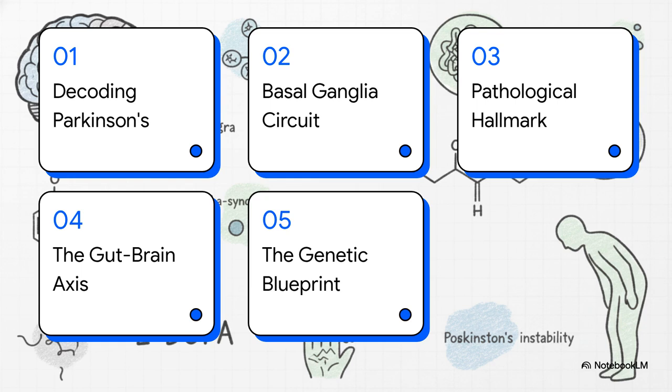To really wrap our heads around this complex condition, we're taking a structured zoom-in journey today. We'll start with decoding Parkinson's, move to the basal ganglia circuit, look at the pathological hallmark, explore the gut-brain axis, and finally, crack the genetic blueprint.